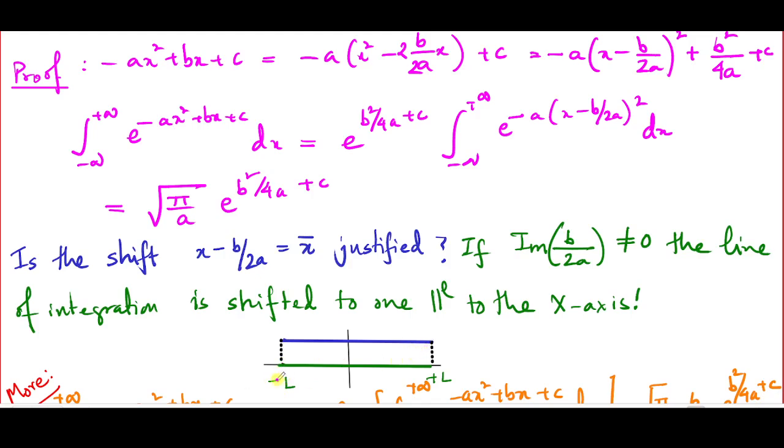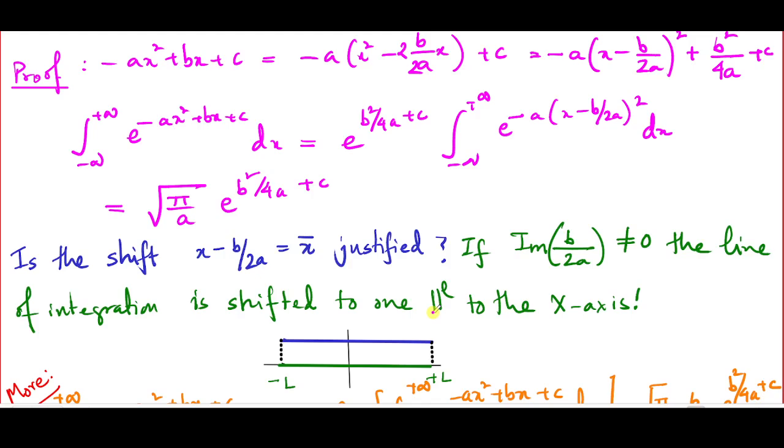I have shown the integral from minus L to plus L, with a standard trick that in the end we are going to take L going to infinity. But are we justified in using the result for the green line here, the one on the real axis, the integral of e to the minus ax squared dx from minus infinity to plus infinity, for what we are really calculating here, an integral over the blue line, which is shifted either above or below depending on the sign of the imaginary part of b by twice a.